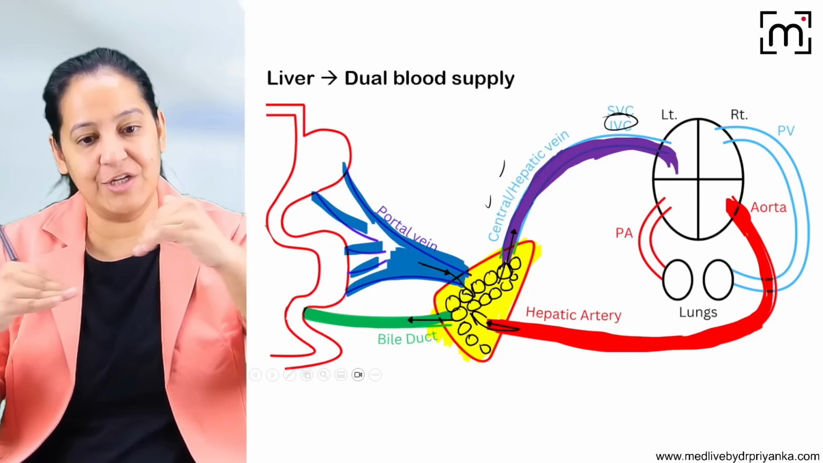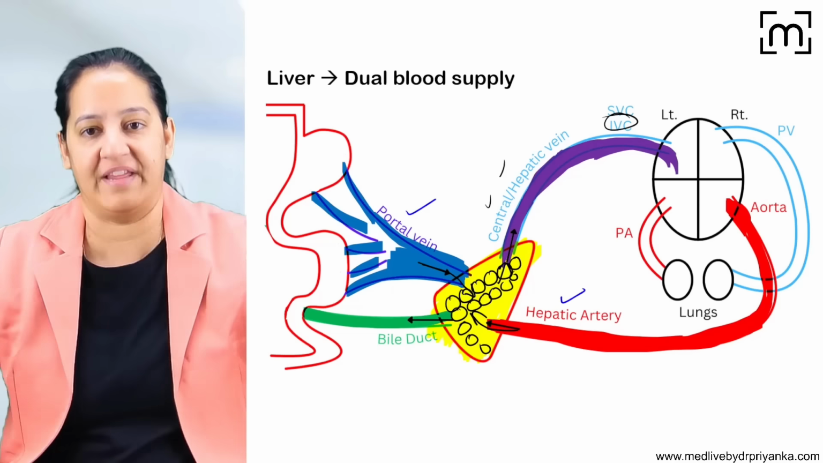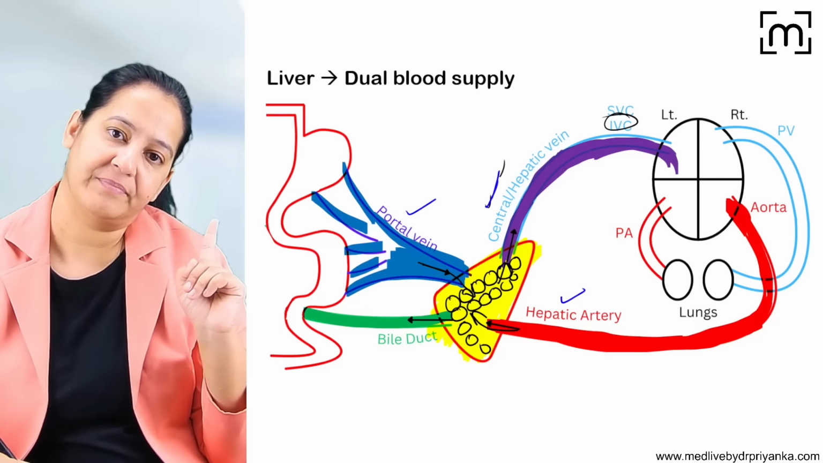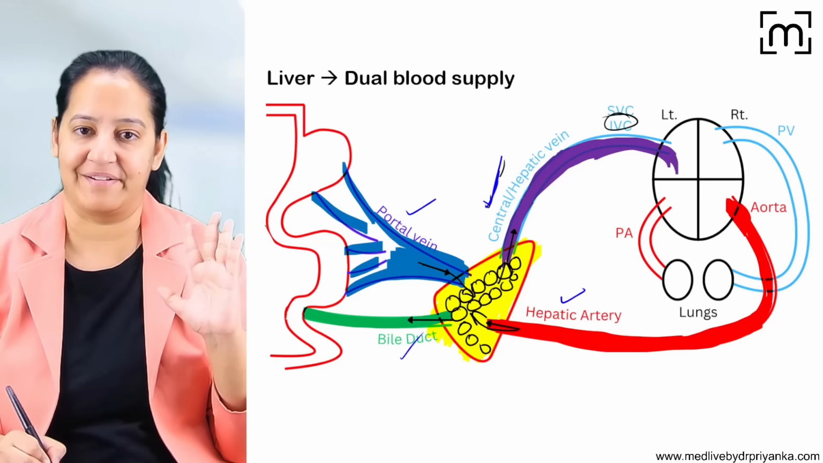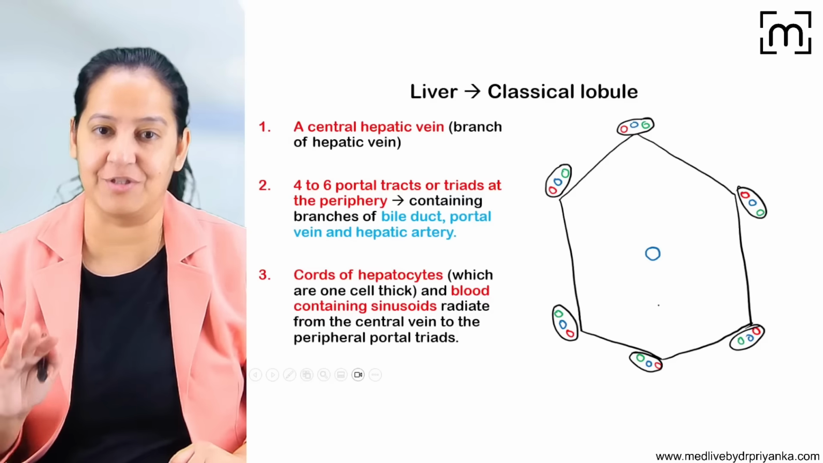So in the liver there are two inlets and two outlets. The two inlets are the dual blood supply: the hepatic artery and the portal vein. These are coming, and the two outlets, one is the hepatic vein, that is the central vein, and one is the bile duct. So you can understand this is the normal dual blood supply, the normal anatomy of the liver.